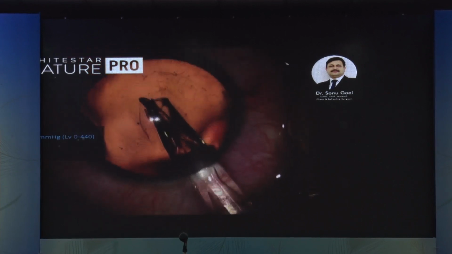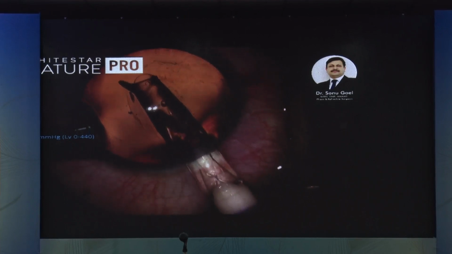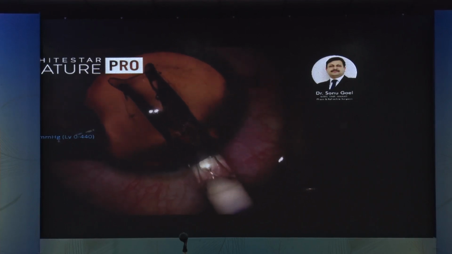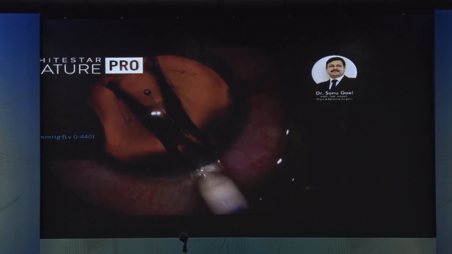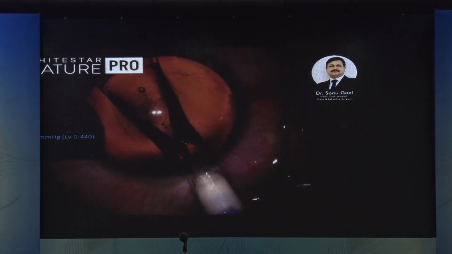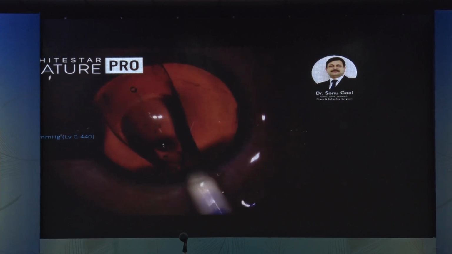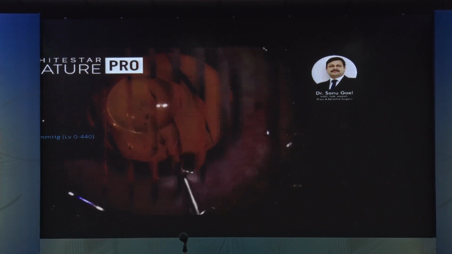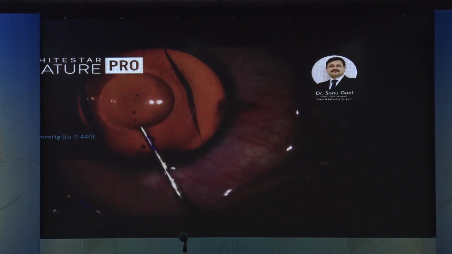So watch very carefully. The ICL goes in. I want you to see the 3 holes which I am talking about. You can see the front, you can see the middle hole, you can see the line of the toric, and all 3 are in a single line. You will never have the ICL going in the reverse direction.